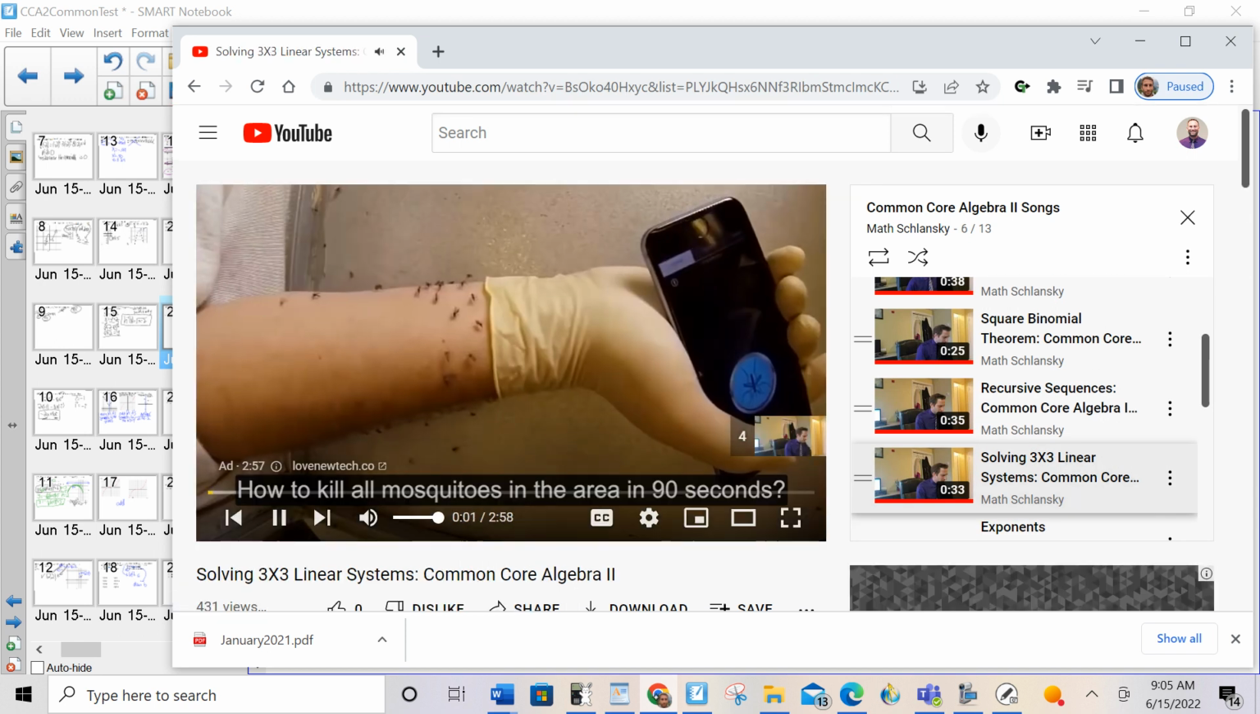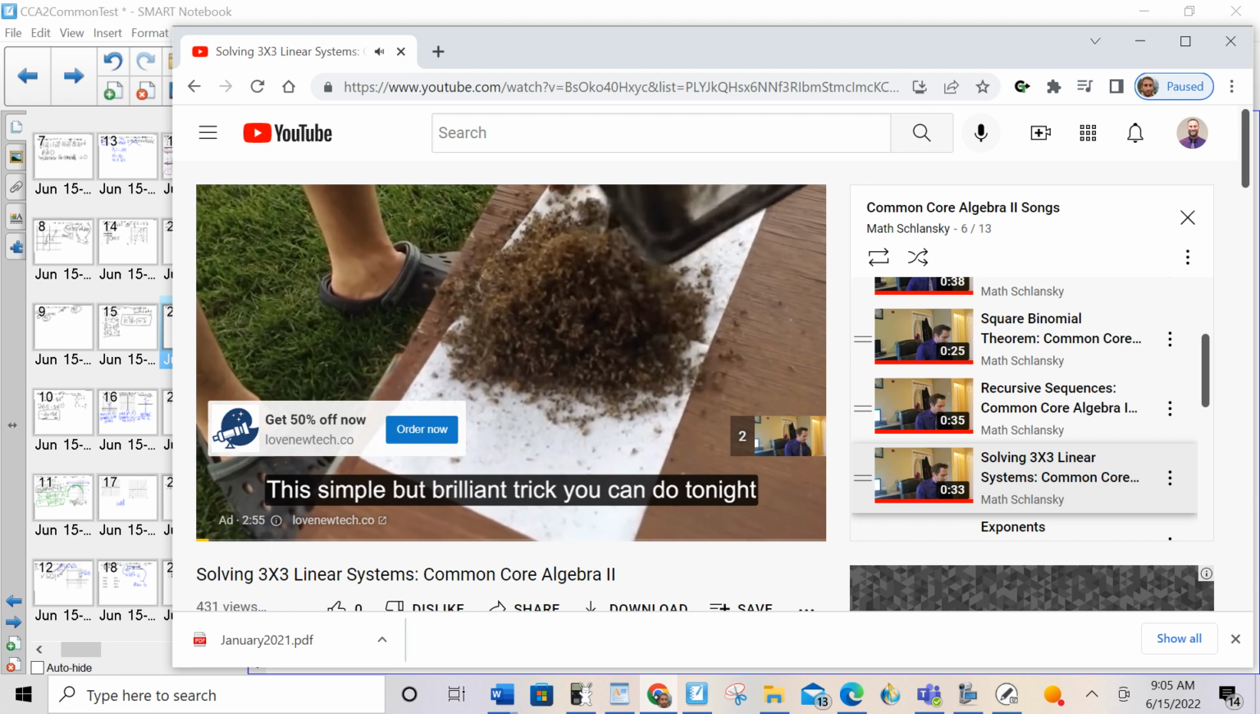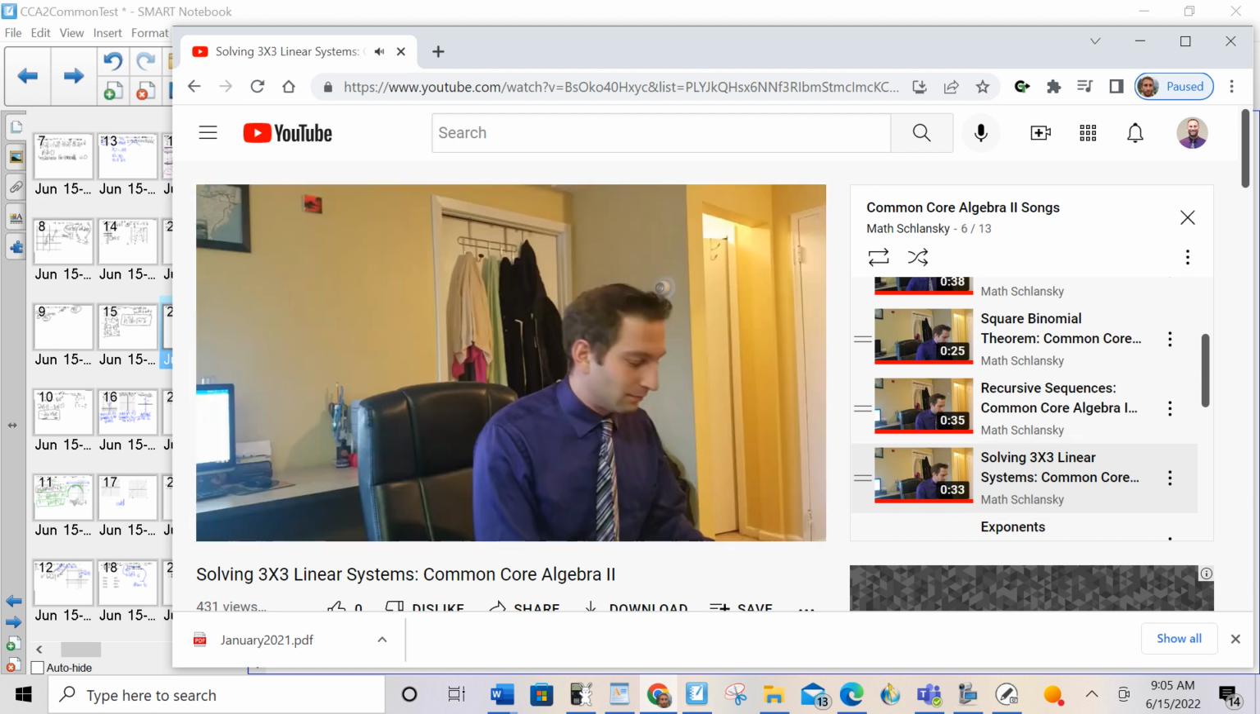It's a short one. How to kill all mosquitoes? I don't care about the mosquitoes. 90 seconds. This simple but brilliant trick you can do tonight.